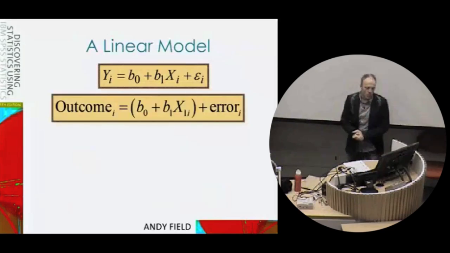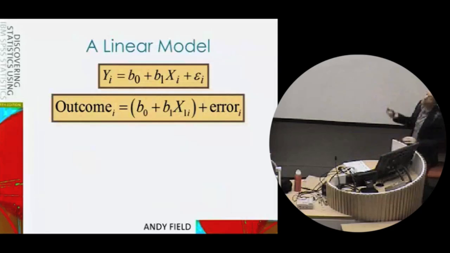Okay, so we've seen before what a linear model is. And it looks like I bought a pointer today. It's all green and nice.